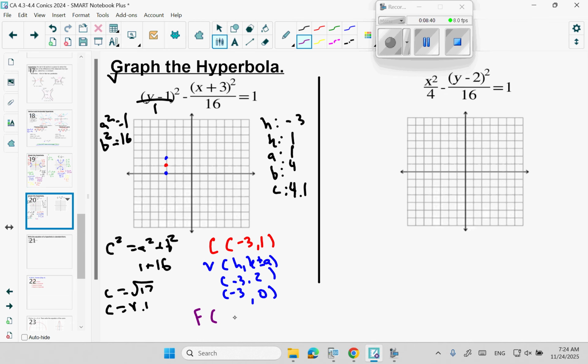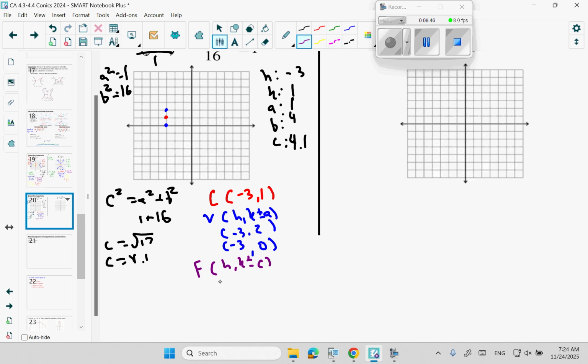Foci, h comma k plus and minus c. So we're going to get negative 3 is going to remain consistent. 1 plus 4.1 is 5.1. 1 minus 4.1 is negative 3.1.